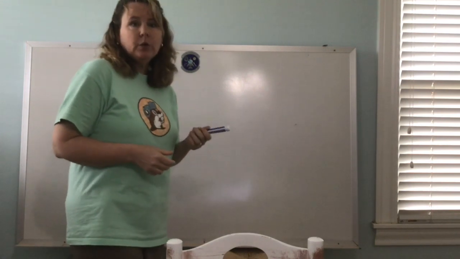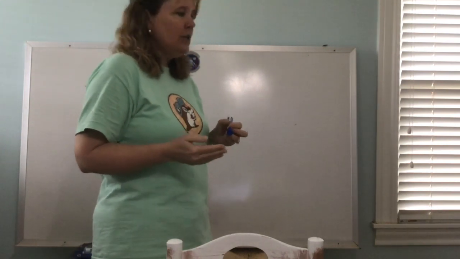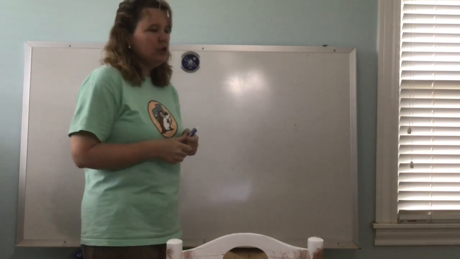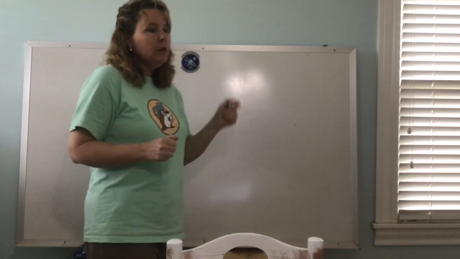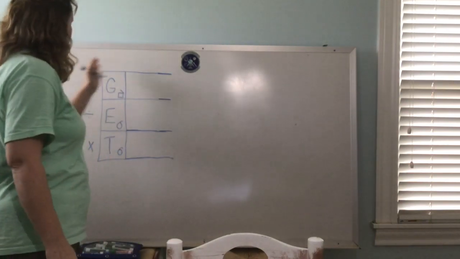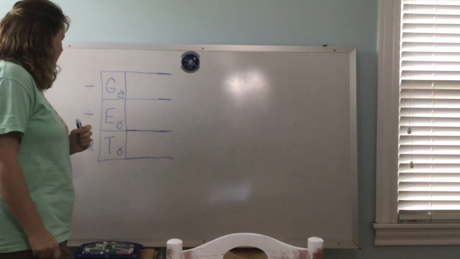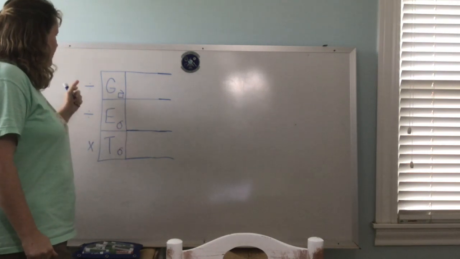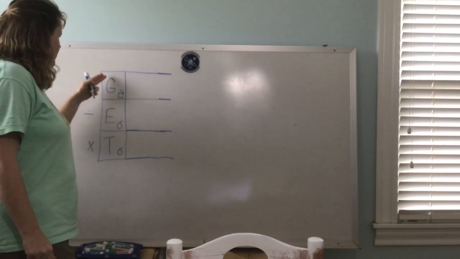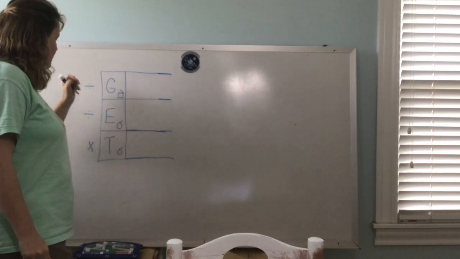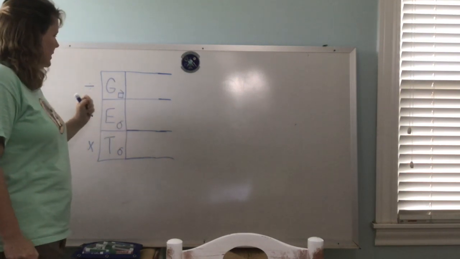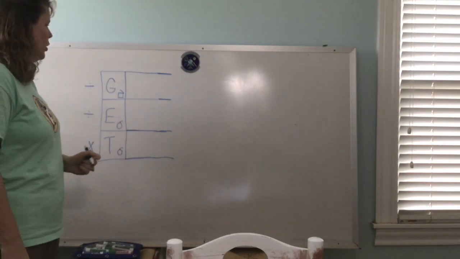So if you have a story problem that has the word each in it, or a word that could be used as each, you need to play the Get game. So the kids know how to set up the Get board. We have the G that stands for the groups. We have E that stands for each, and T is for total.